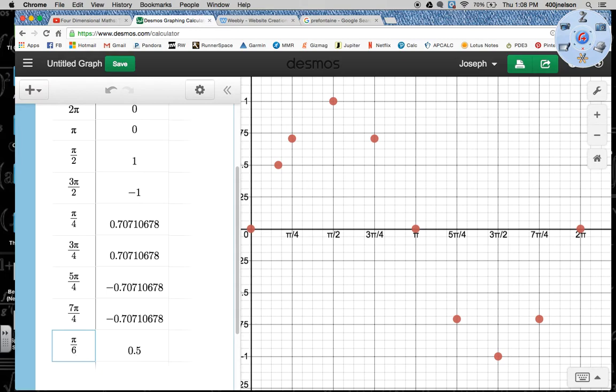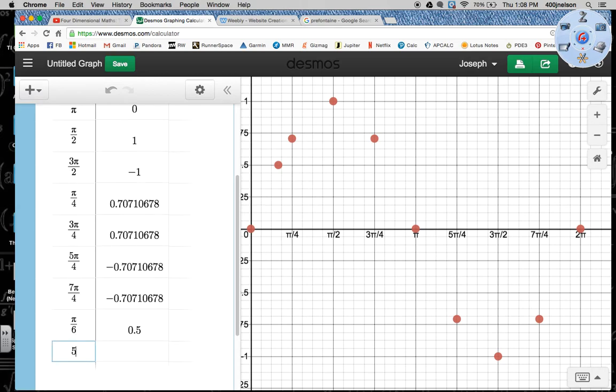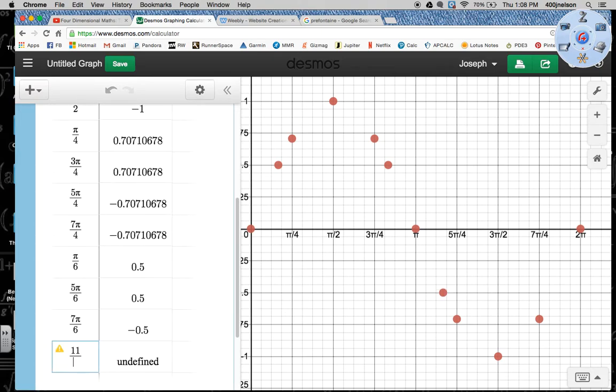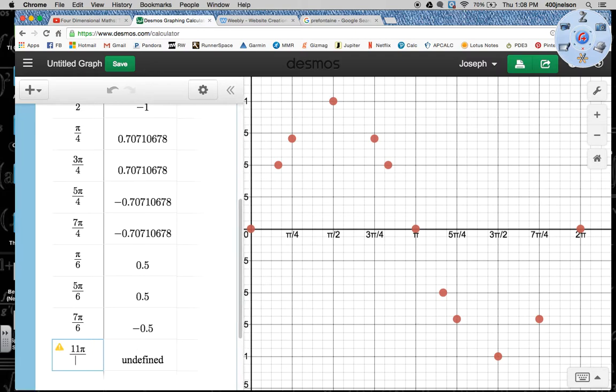And you kind of follow along here. You look at what is this shape? What is this shape starting to look like? Obviously, it's looking like a sine graph, but what kind of else is going on here? So set 5 pi over 6. Let's go 7 pi over 6. And 11 pi over 6.